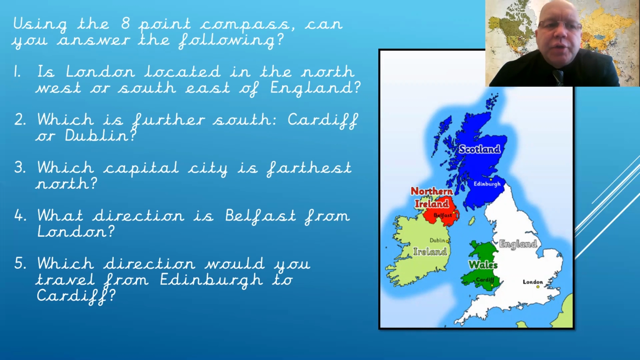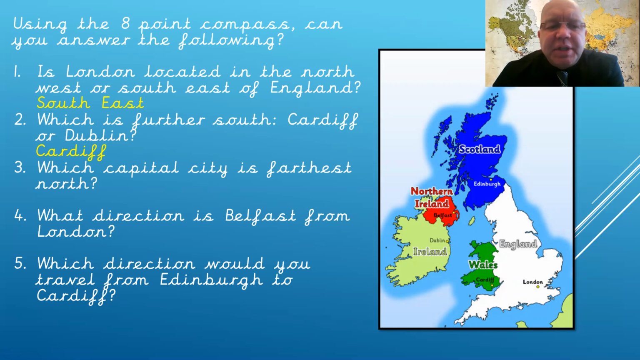So number 1, is London located in the northwest or the southeast of England? Well, it's down here. There's England, the white area, and it's down here. So it's in the southeast of the country. 2, which is furthest south, Cardiff or Dublin? Well, there's Dublin. So there's the line that Dublin is on, and Cardiff is on that line there. So Cardiff is further down. Cardiff is further south.